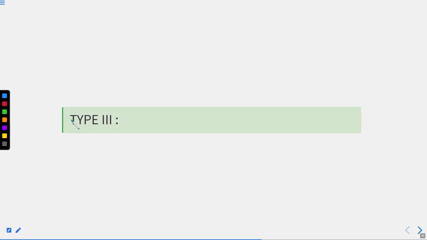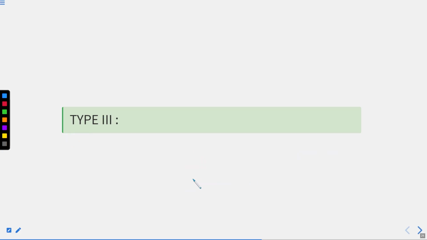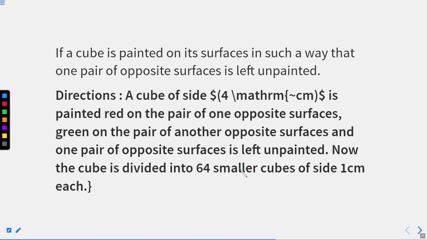Now we have the third type. Till now in type 1, what have we discussed? Same color in 6 faces, right? Type 2, what have we discussed? Same colors in opposite faces. I hope this part is also clear. Now type 3, in which we are going to have more different colors. So we are directly starting with type 3.